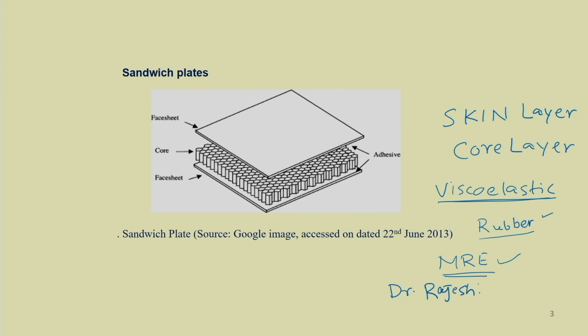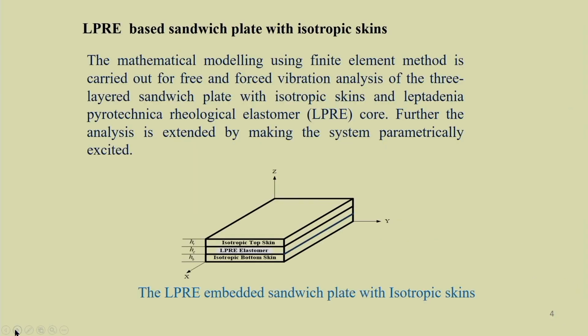Rajesh Kumar Ojha. So, you can see the paper by Dr. Rajesh Kumar Ojha, who is a faculty member in UCET Bikaner. Now let us see the formulation. In this Leptadenia pyrotechnica based elastomer core, this is the core layer in this plate, and the top isotropic and bottom isotropic plates are there.